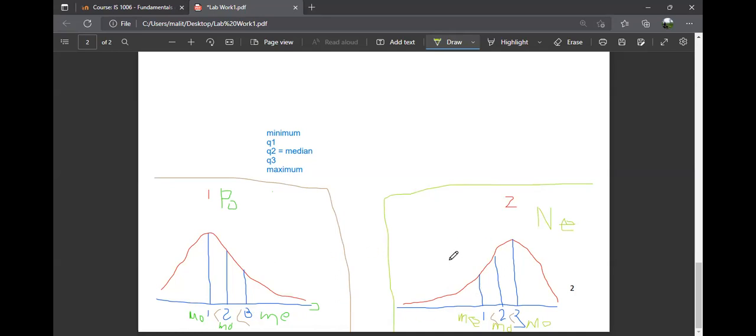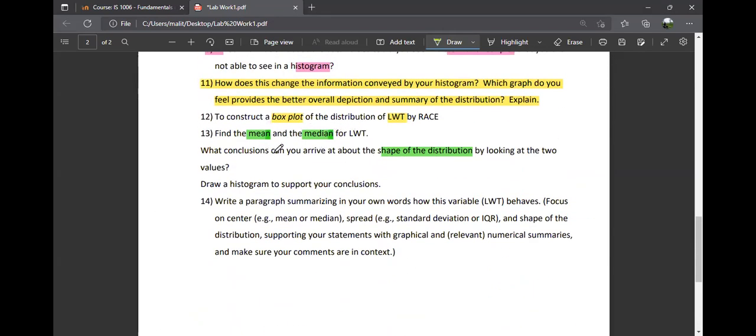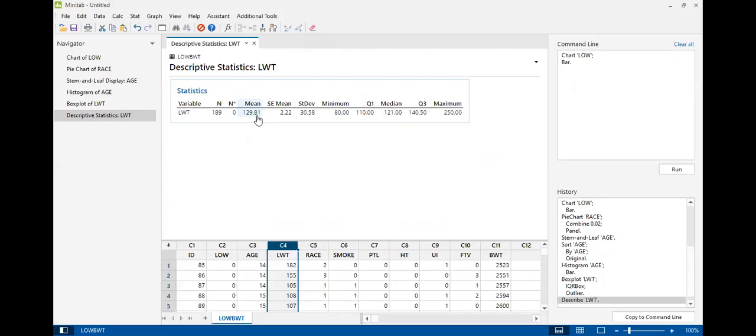Now by looking at these two figures, can you find the conclusions about the shape of the distribution of the LWT? We have to observe the mean, then the median. Let me share the Minitab screen again. The mean is 129.81. The median is 121. Everyone clear up to now? Please confirm.